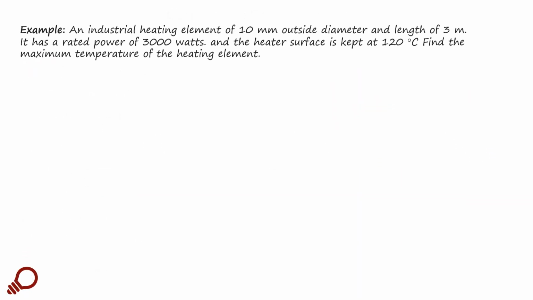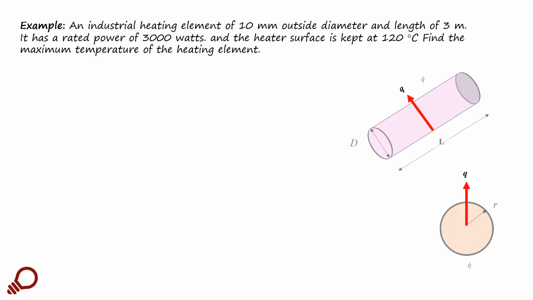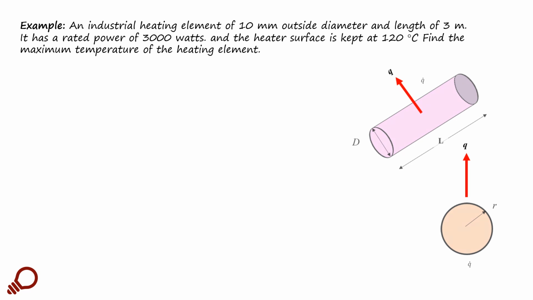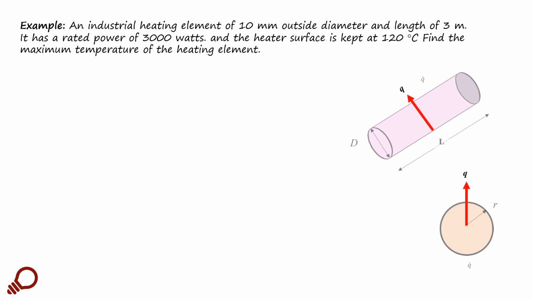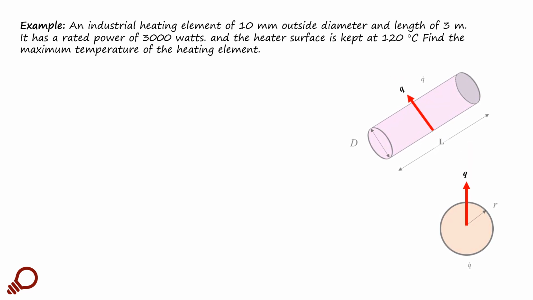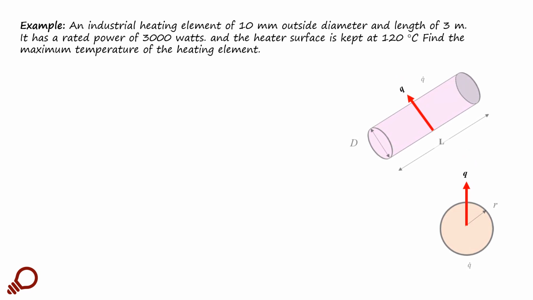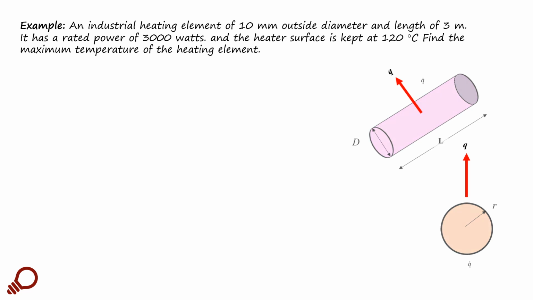Let us now consider one of these examples with numerical values, an industrial application, where the diameter of the heating element is 10 millimeters with a length of 3 meters with a power of 3000 watts, and the heater surface is kept at 120 degrees Celsius. Find the maximum temperature of the heating element, and that means we may use the previous derivation to find the maximum temperature. As shown in this diagram, the heat is following the direction of the red arrow, which is perpendicular to the heating element.